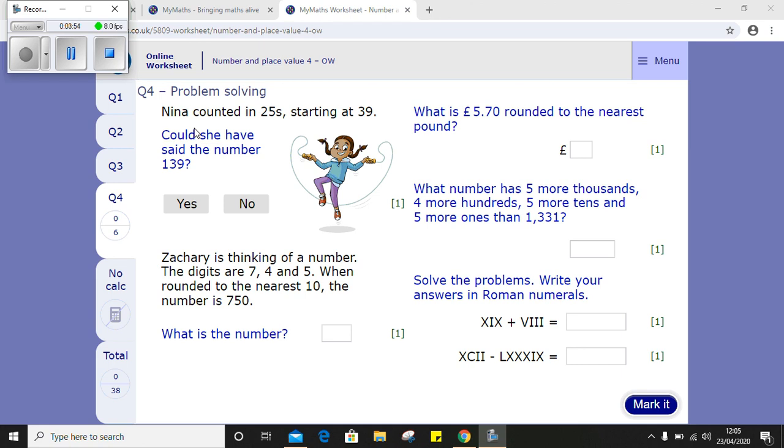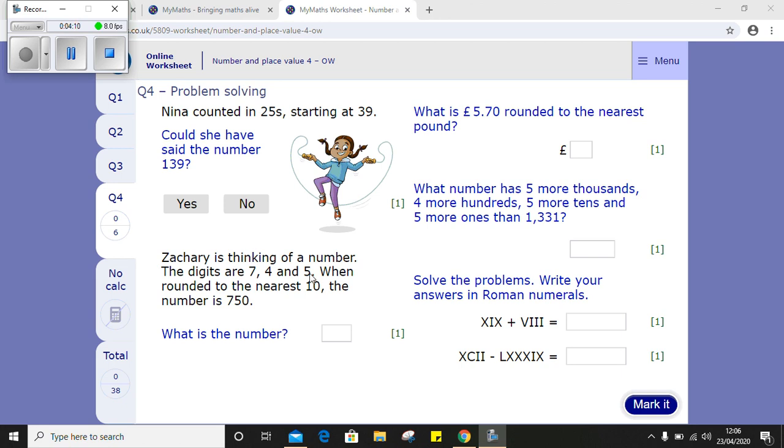Right, problem solving. Nina counted in 25s, starting at 39. Could she have said the number 139? I think a good idea here would be to get a piece of paper next to you so you can count in your 25s and help you on from there.